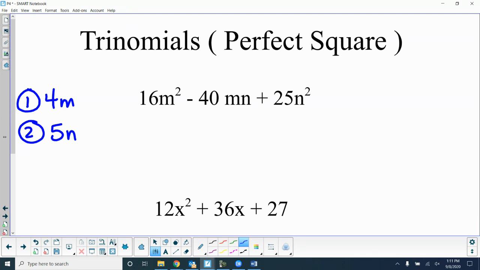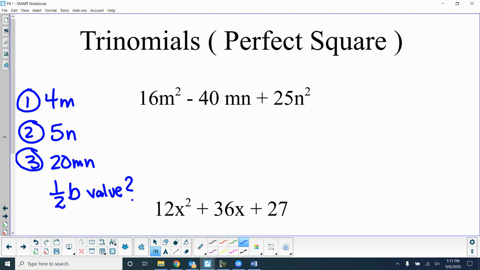So that's what we do for 1 and 2 with our 1, 2, 3 test. We take the square root of the first term and the square root of the last term because they're positive perfect squares. Number 3 is just multiplying the two answers together. What's 4m times 5n? 20mn. Okay? What you ask yourself, is this half of letter B, or as I call it, the B value? 20 is half of 40, right? If that's true, then it's one of those special trinomials.